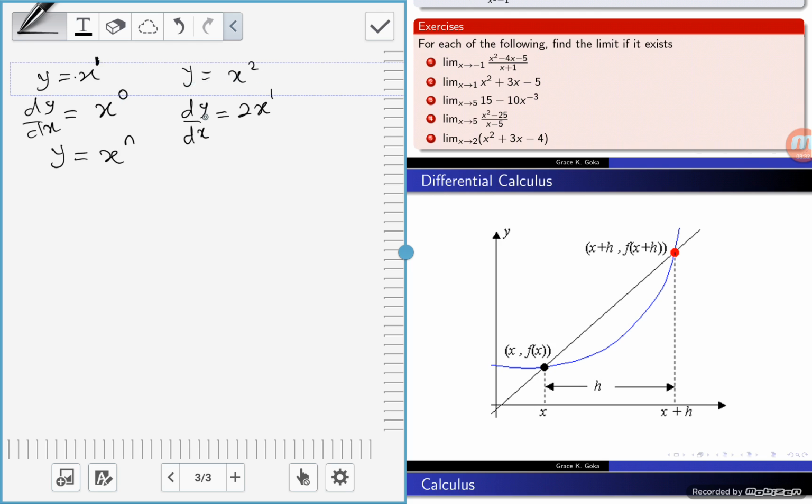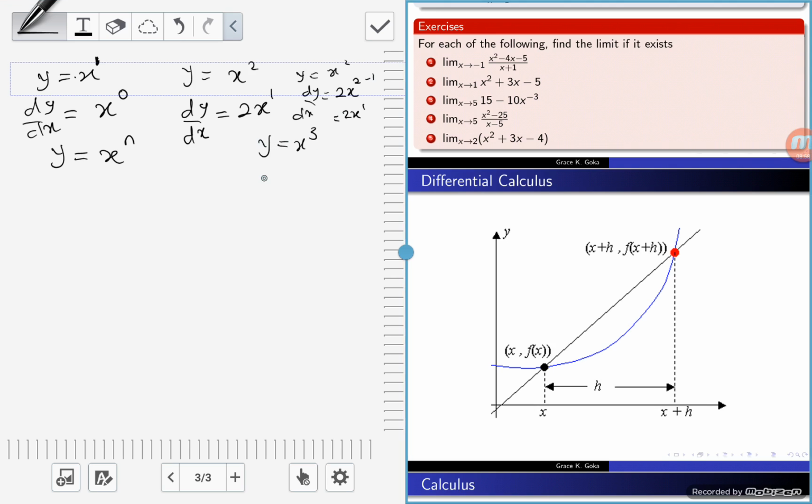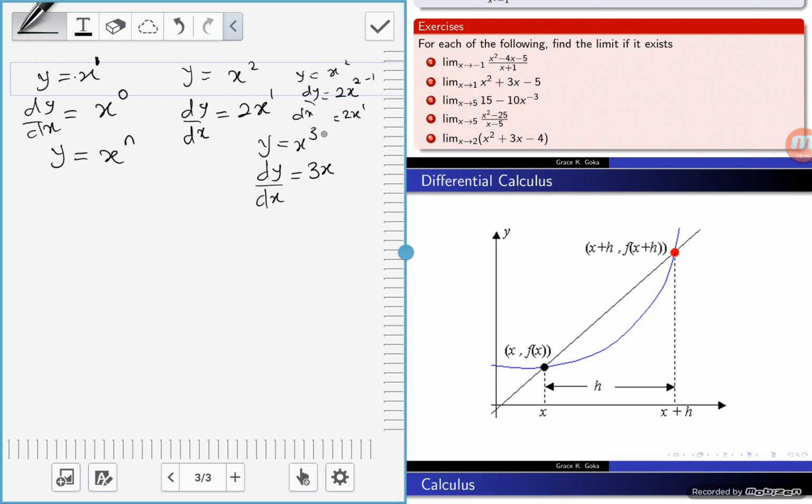When y is equal to x squared, dy/dx is, we multiply the index by the x. So we have 2x, subtract 1 from the index, 2 minus 1, and this is equal to 2x to the power 1, and that is what we have. So when y is equal to x cubed, then dy/dx is equal to multiply the index by the x, which is 3x, subtract 1 from the index. So 3 minus 1, this is equal to 3x squared. Okay, so when y is equal to x to the power n, then dy/dx is equal to n times x to the power n minus 1. And this is known as the power rule.